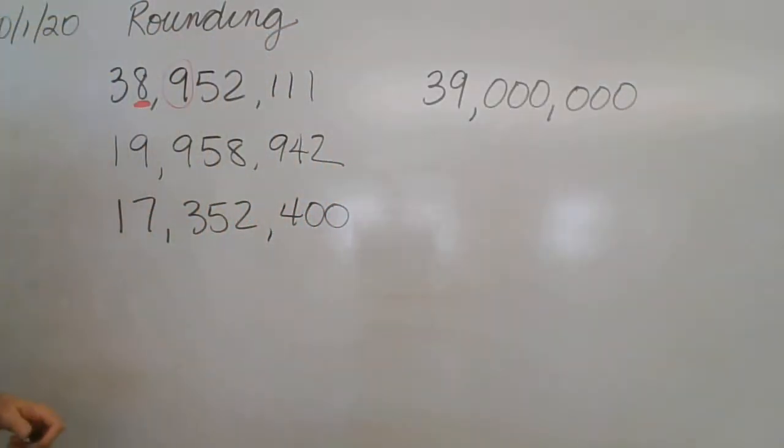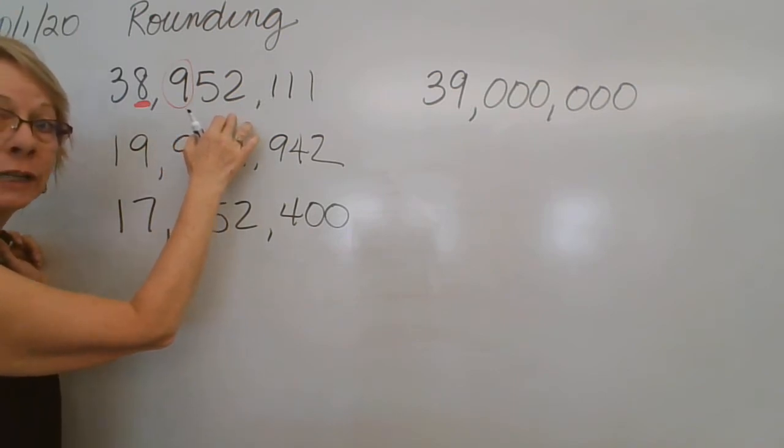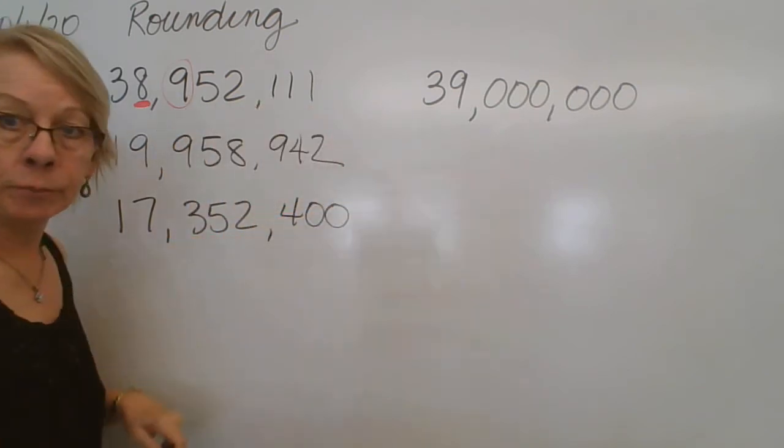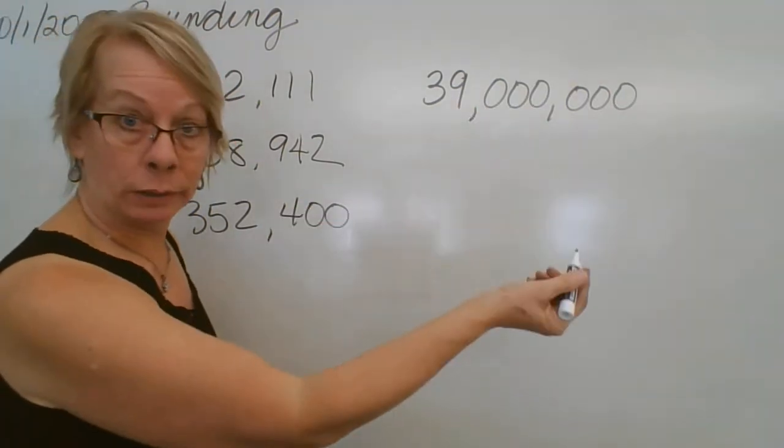39 million. So 38,952,000 is really close to 39 million. Sometimes in a newspaper, you'll see them just write 39 and then the word million.